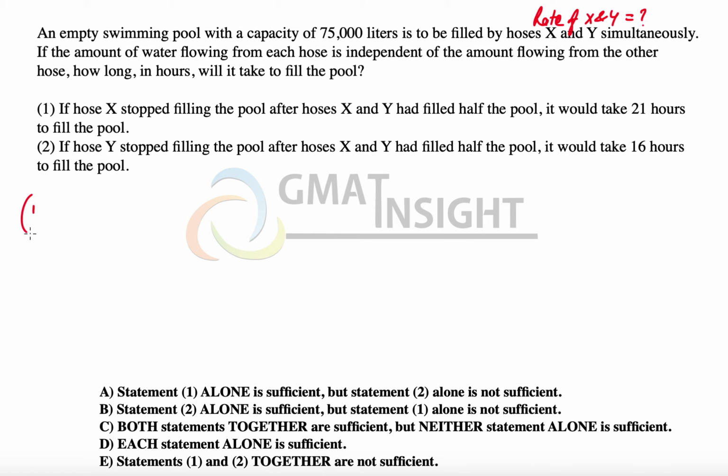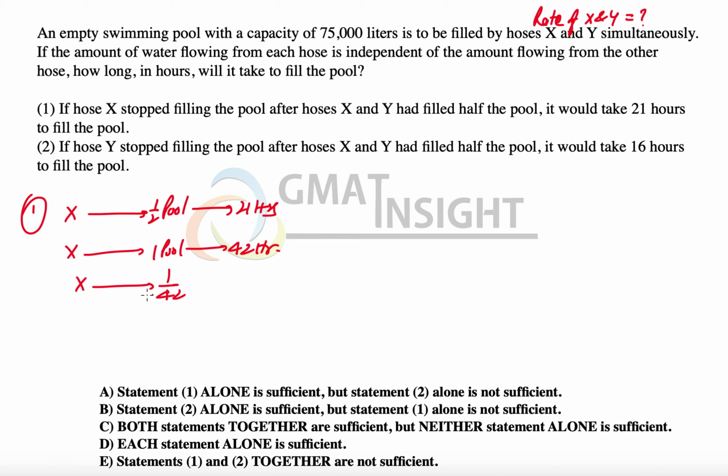So let's look at the first statement, which says that if hose X stopped filling the pool after X and Y had filled half of the pool, it would take 21 hours to fill the pool. That means X fills half of the pool in 21 hours, which means X will fill one complete pool in twice 21, that means 42 hours. Now we know that the rate of X is 1 over 42 of the tank capacity in 1 hour, but we do not know the rate of Y, and therefore we say that the first statement alone is not sufficient to answer the question, which eliminates option A and option D.